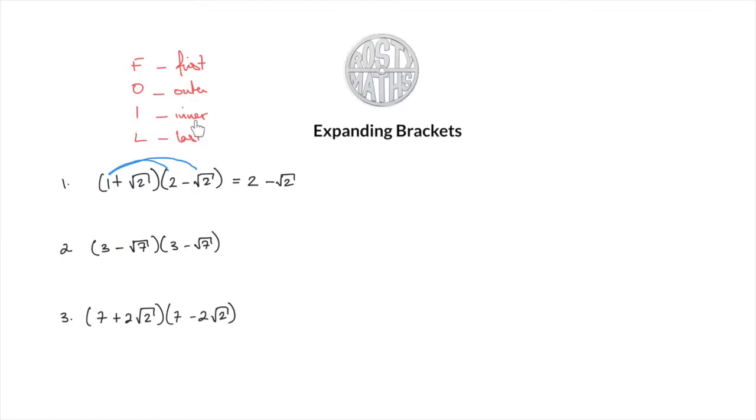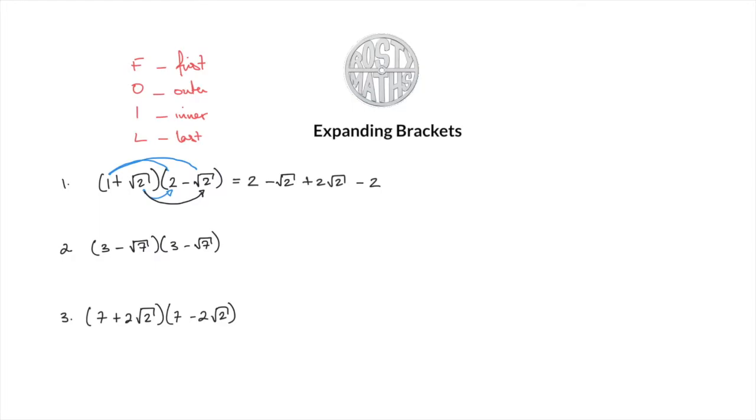Now we're going to do the inner. Inner means multiply the inner in there. And for that one, I'm going to multiply that times that. So root 2 times 2 is going to be plus 2 root 2. And then finally, I multiply the last. For the last, I multiply the last one by the last one. And therefore, root 2 times root 2 is just going to be 2.